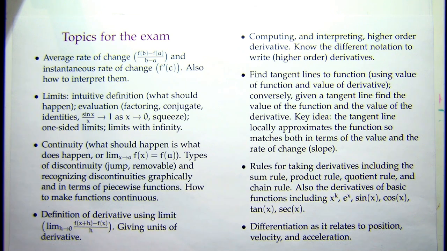Know all the rules for taking the derivatives, the sum rule, the product rule, the quotient rule, the chain rule. I left out the constant multiple rule. That one's so obvious that no one ever even writes it down. Powers of x, e to the x, sine x, cosine x, tangent x, secant x. You should know all those derivatives. And finally, differentiation as it relates to position, velocity, and acceleration. Okay, so that's it. That's pretty simple. Just know those topics and you're good to go.